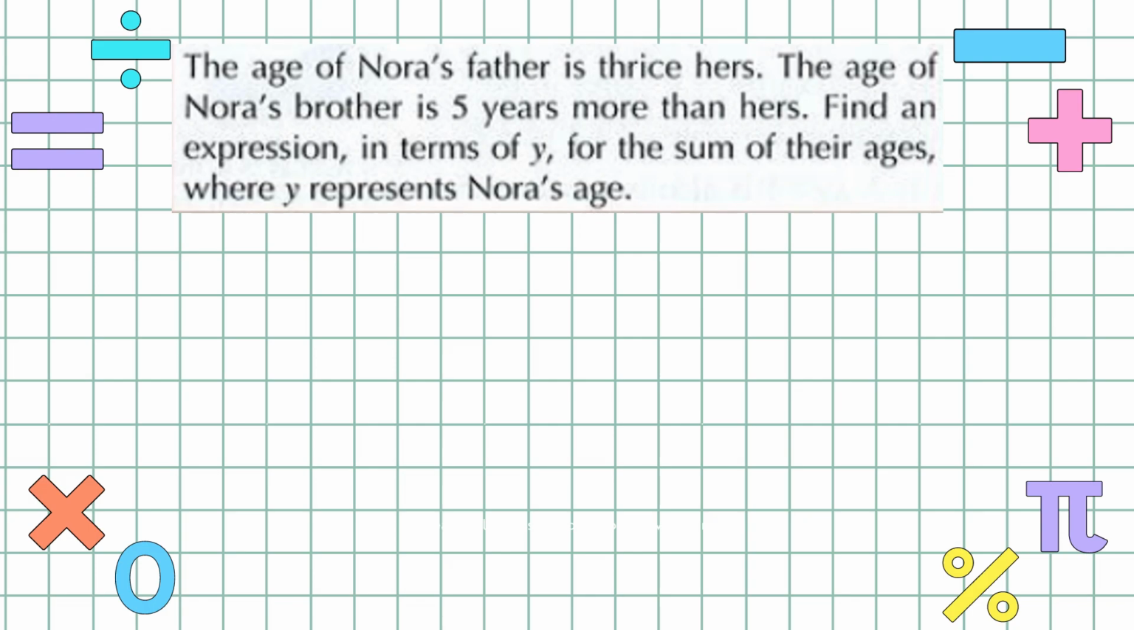Now, after trying some examples, think about how you will find the expression in terms of y, which will represent the sum of their ages, where y represents Nora's age.